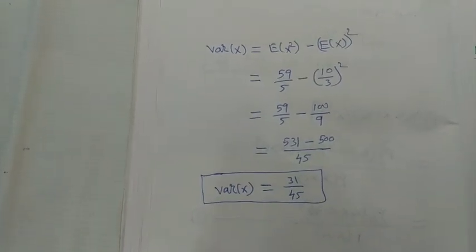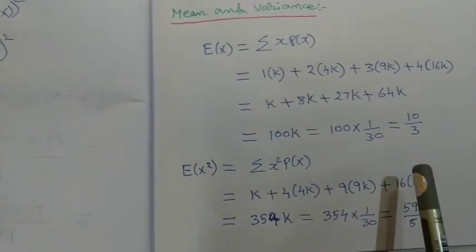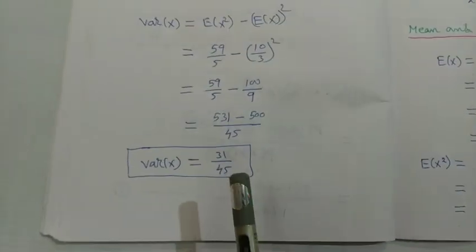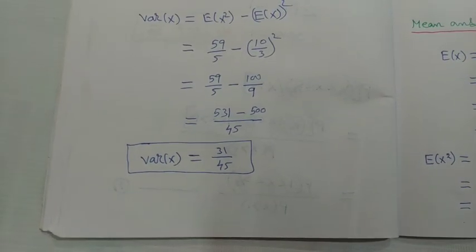So we found the mean and variance. Mean is equal to 10 by 3 and variance is 31 by 45. So this is the answer of the problem.